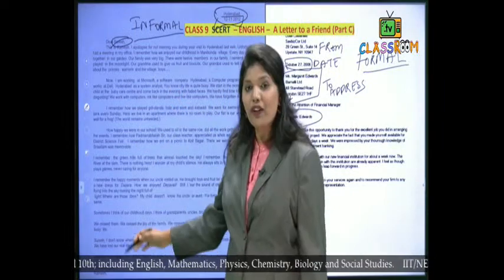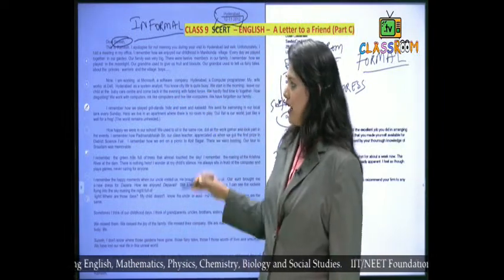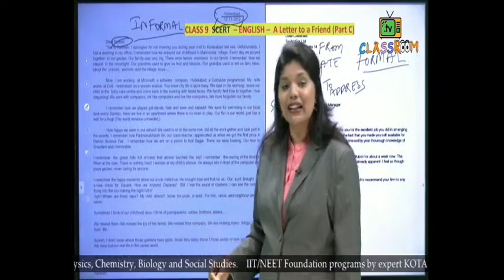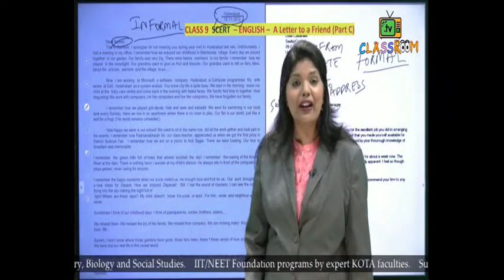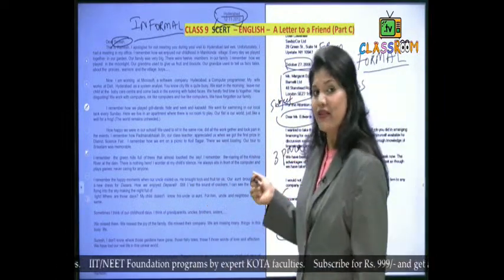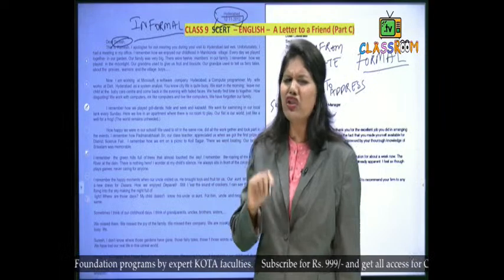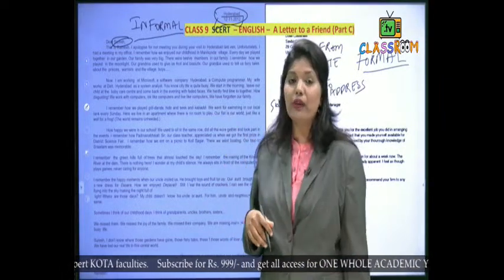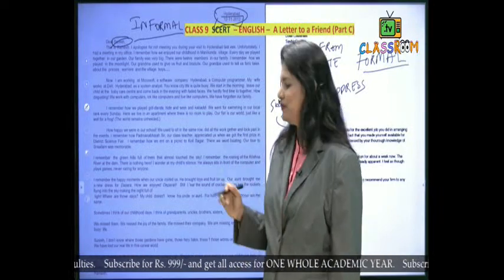Then we have the body of the letter. But look at the body of the letter. We have 1, 2, 3, 4, 5, 6, 7, 8, 9. Almost 9 to 10 paragraphs we have here. But here we only have 3 paragraphs. As I told you, formal letters are much shorter in length, and an informal letter is bigger.